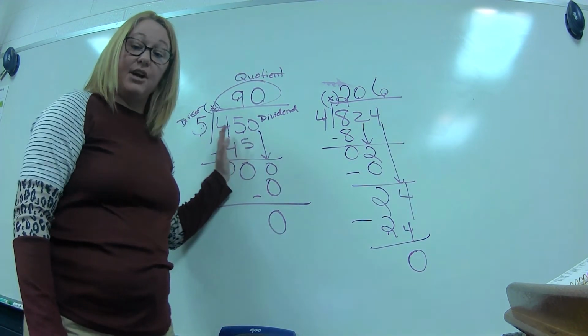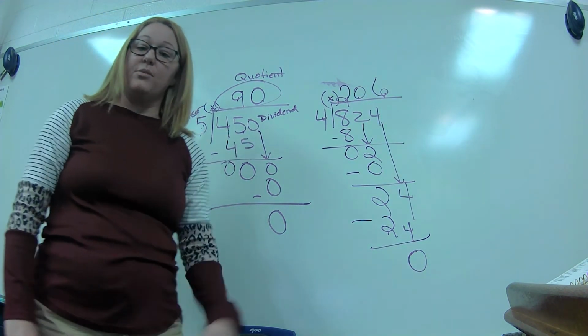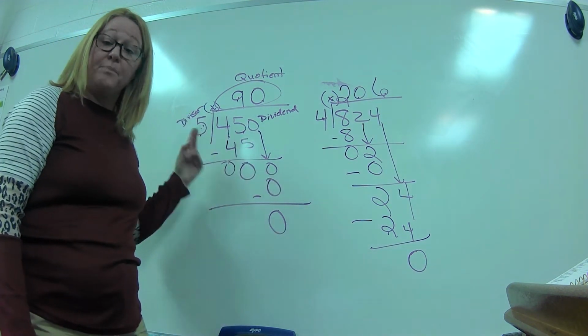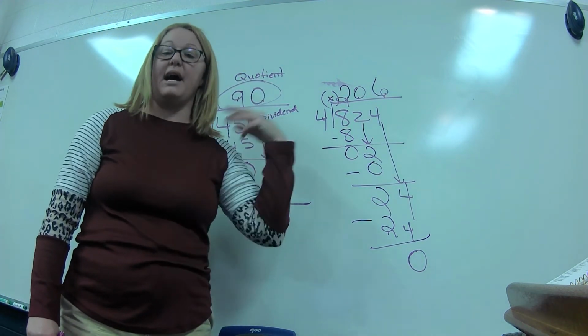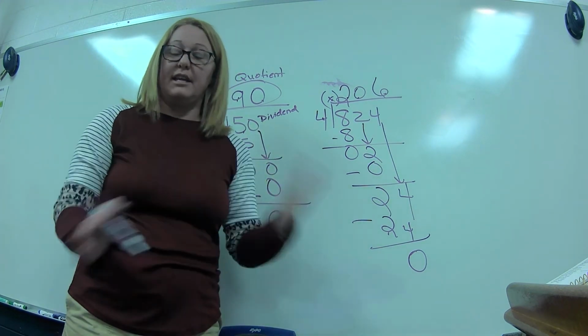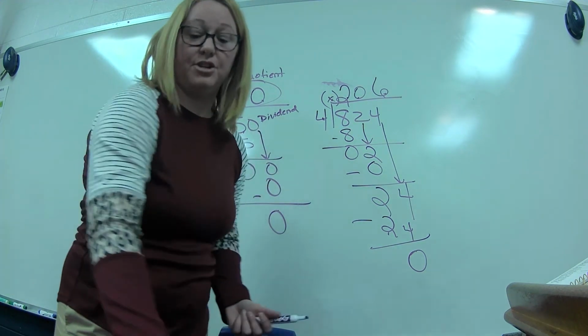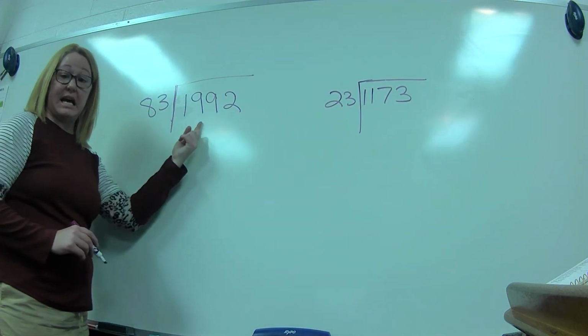So this is single-digit divisors. I'm going to put 2 problems up here with a 2-digit divisor, but we're going to do it the same way. Divide, multiply, subtract, bring down, and then we start all over until our problem is finished. All right, so now I have 1,992 as a dividend.